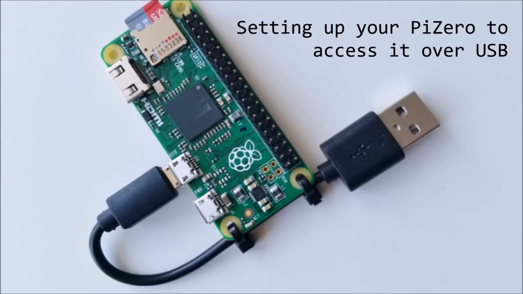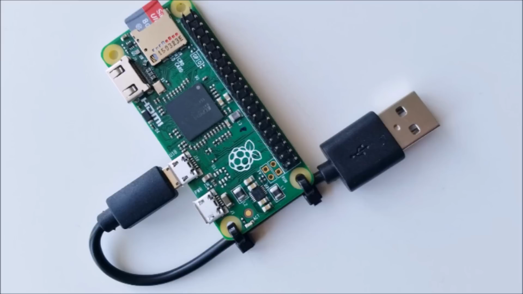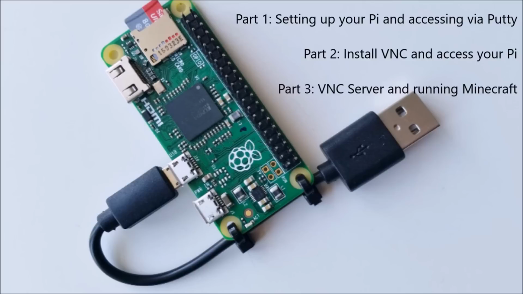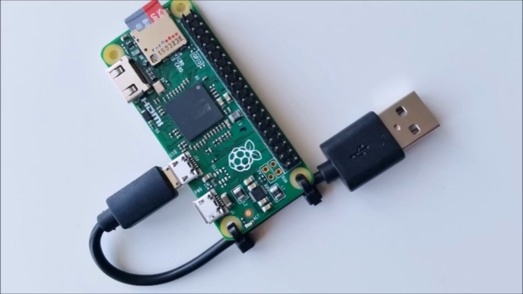Welcome to setting up your Raspberry Pi over USB so you can program it. We're going to cover three things: setting up your Pi and accessing it via Putty. Then we're going to have a look at how to install the VNC and access the graphical desktop. And finally, how to get the VNC server running and set up Minecraft.